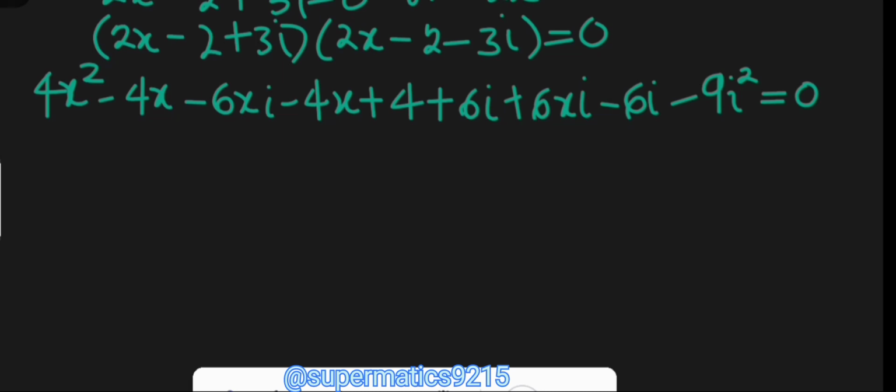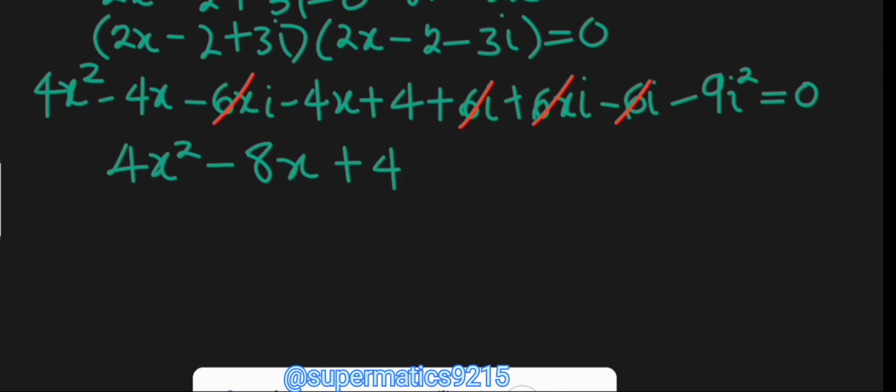And from here we can see that negative 6xi and positive 6xi take themselves out. Positive 6i and negative 6i will equally take themselves out. We are therefore left with 4x squared. The negative 4x and another negative 4x give negative 8x. And we have plus 4 and minus 9i squared to be equal to 0.